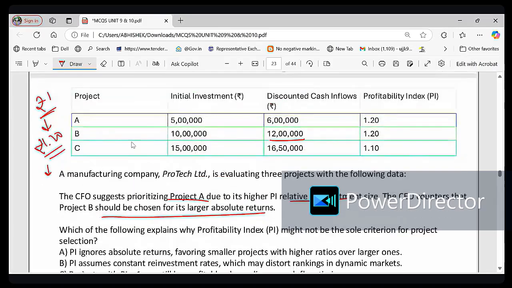Now you can see for both project A and B, PI is the same, 1.20 and 1.20. But here is a twist: project A gives you 1 lakh profit, isn't it? You can see you have invested 5 lakh and the discounted cash inflow is 6 lakh. And project B is giving you 2 lakh profit. So even with the same PI, which gives you more money? Obviously project B.